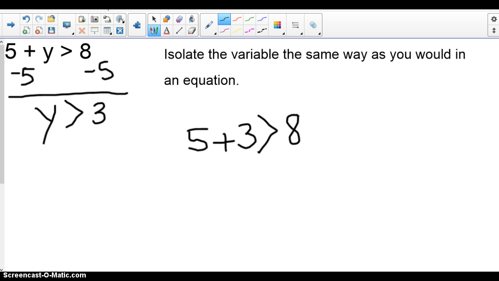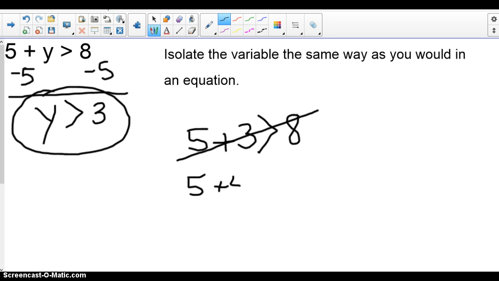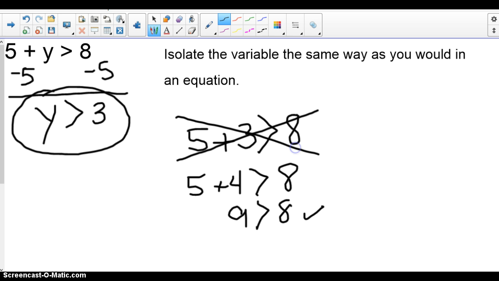we would say 5 plus 3 is greater than 8, but that is not a true statement. If you look back to your original solution, it says y is greater than 3. So you could simply, instead of putting in the 3, use the next larger number than 3, which would be 4. So if you said, okay, 5 plus 4 is greater than 8, is 9 greater than 8? Yes, that's a true statement. So there is a little bit of a way to double check it, but you would not want to put in just your solution, because this is a set of numbers. This is saying there's a set of numbers greater than 3 that makes this a true inequality.